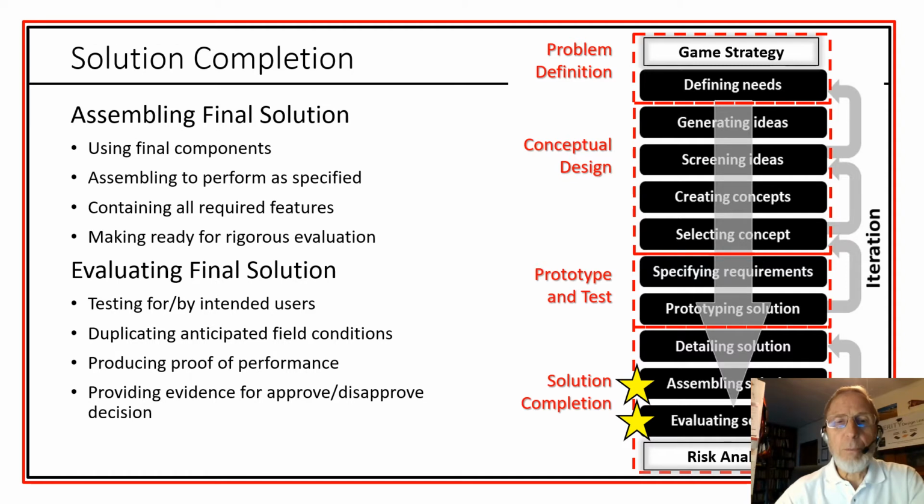Ideally, the proof of this performance is going to be adequate for ourselves or other outsiders to make a judgment. Is this solution ready to be implemented, or is it disapproved, so that we have to go back and repeat some of the earlier steps before it will meet the requirements that we had identified. So this is a critical stage in our design process of ensuring that we've produced the final solution and we have the evidence that it meets our expectations.